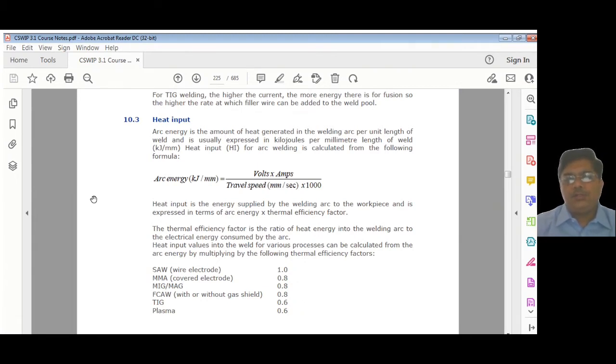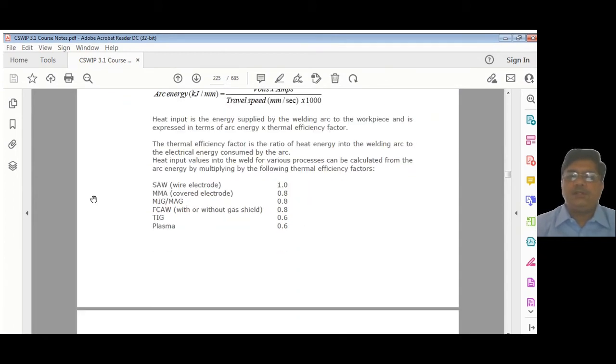Heat input is the energy supplied by the welding arc to the workpiece and is expressed in terms of arc energy and thermal efficiency factor. Thermal efficiency factor is the ratio of heat energy into a welding arc to electrical energy consumed by the arc. Heat input values into the weld for various processes can be calculated from the arc energy by multiplying by the following thermal efficiency. This efficiency factor you must remember throughout your career.